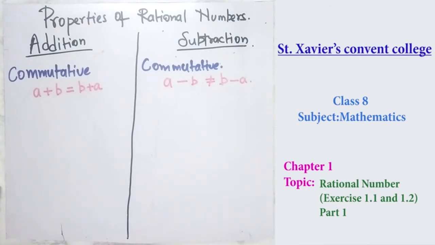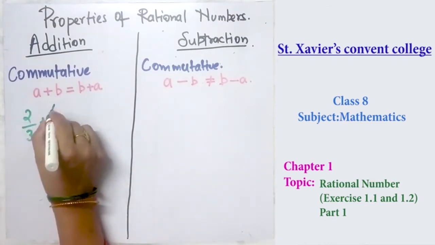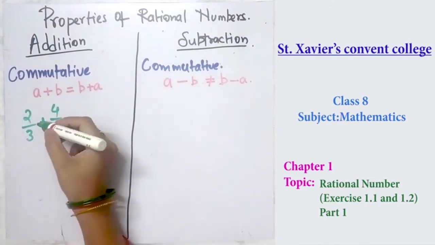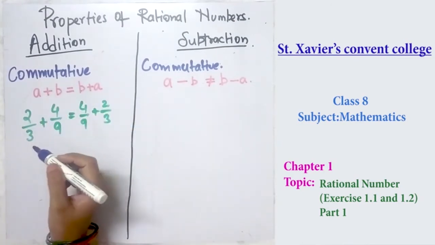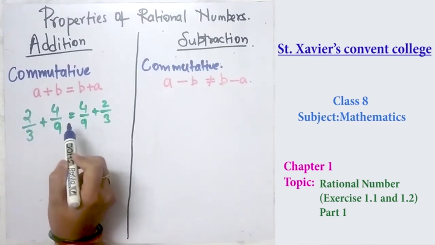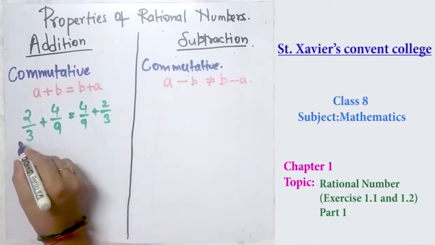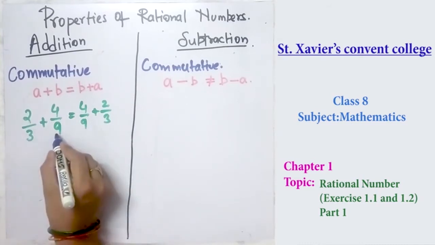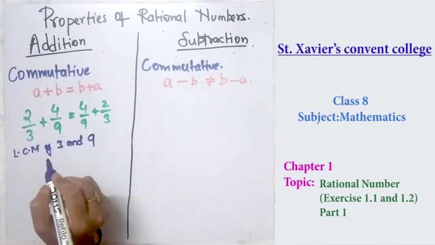Now we will discuss an example where we take two rational numbers, 2 upon 3 plus 4 upon 9. To verify the commutative property, we check that 2 upon 3 plus 4 upon 9 is equal to 4 upon 9 plus 2 upon 3. For this verification, we have to take the LCM of 3 and 9.